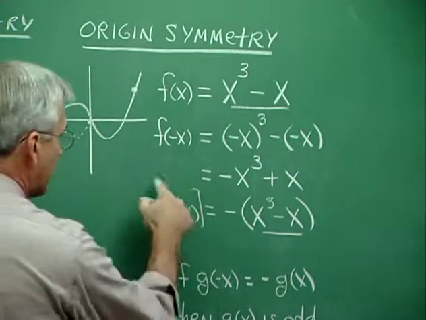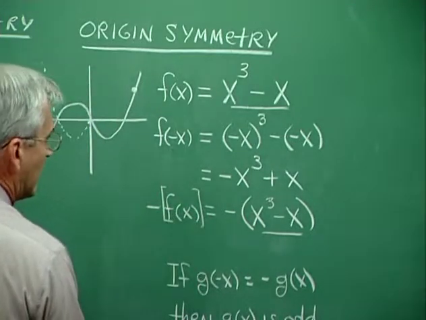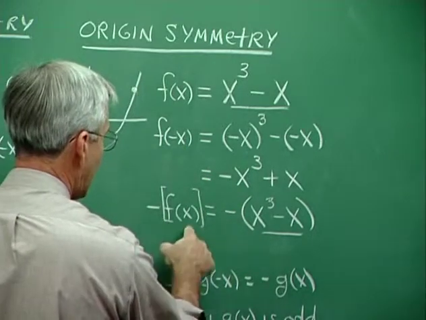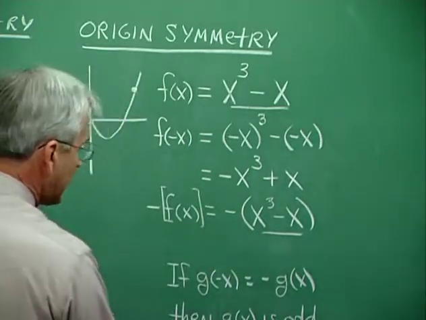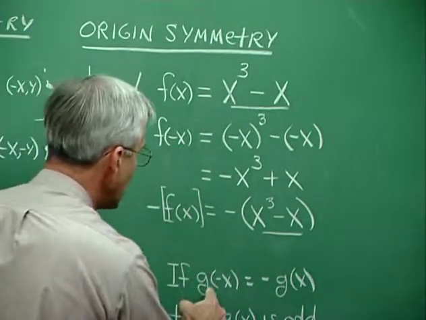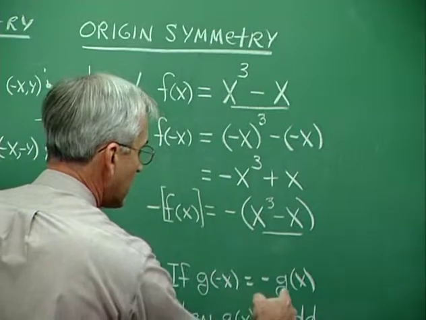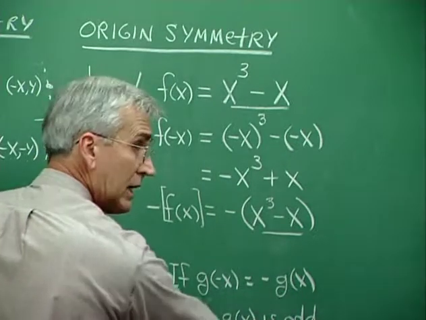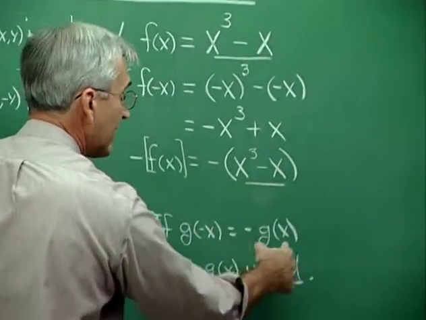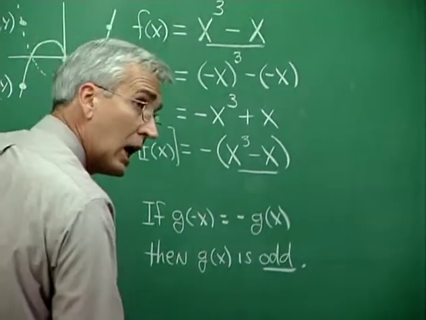All right, for emphasis, I'm putting the brackets in here. Okay, so we start with f of negative x. We manipulate to a point where we have the negative of f of x. And if it's the case that, and I'm using g here and f here, but it really doesn't make any difference, if g of negative x is equal to the negative of g of x, then g of x is odd. Same idea with f of x. If f of negative x is equal to the negative of f of x, then f of x is odd.